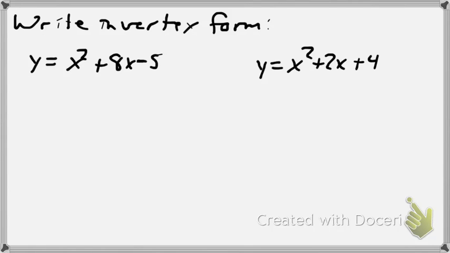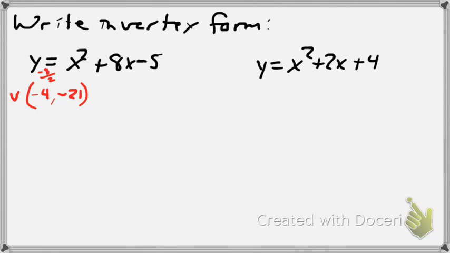So in the first one, what we're going to do is find the vertex, which is opposite of b over 2a, comma, plug and chug. The opposite of b over 2a in the first one is the opposite of 8 over 2, which is negative 4. And now when you plug in negative 4, negative 4 squared is 16. 16 minus 32 is negative 16, minus 5. I get negative 21 for my plug and chug.